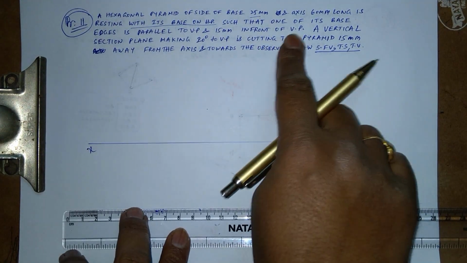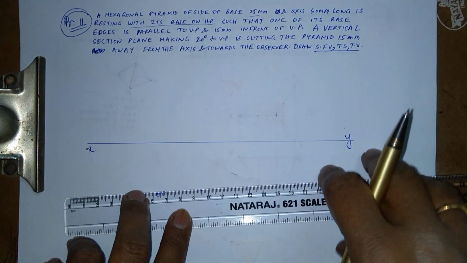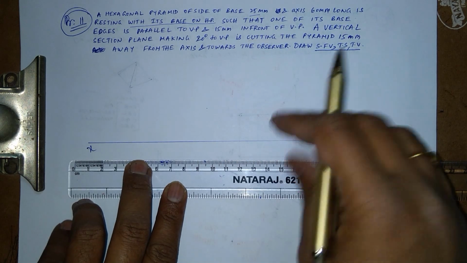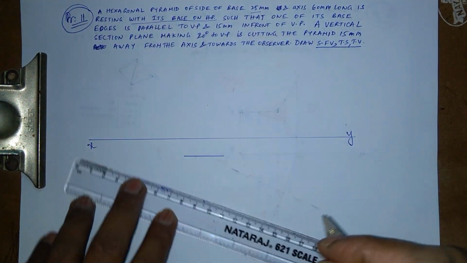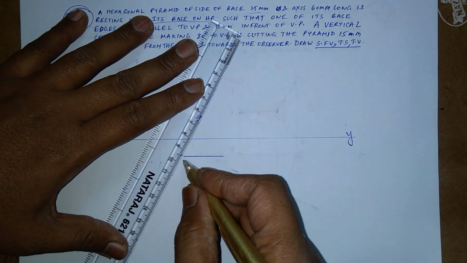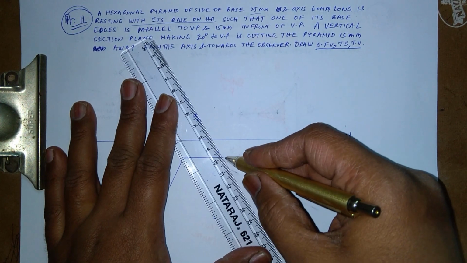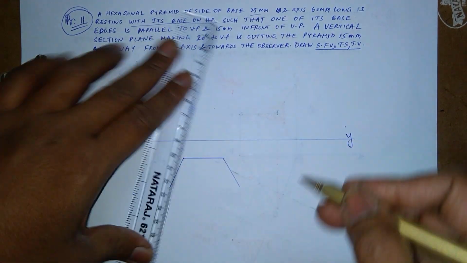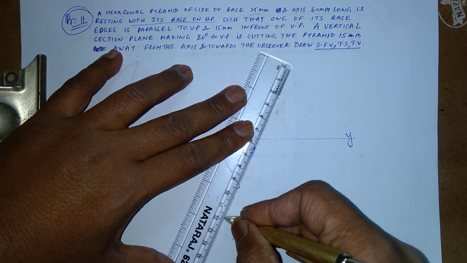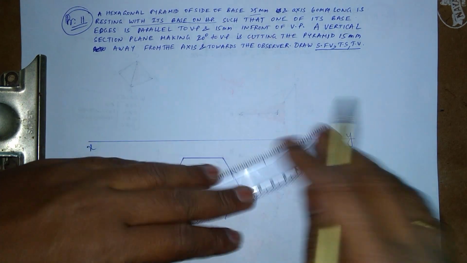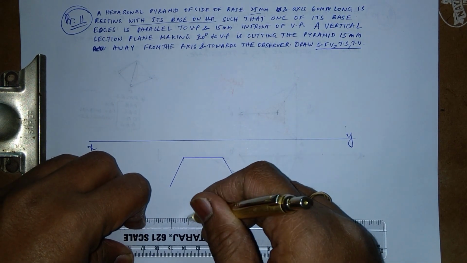The base shape is how much? One edge is parallel to VP and 15 mm in front. Okay, 15 mm from here I'll measure it. Then I'll get my 15 mm. Okay, since it's a hexagonal pyramid, I'll have to get my hexagonal shape here. You guys can use a protractor if you have to get the angles, or else you can use one of the methods which I taught you in the class.